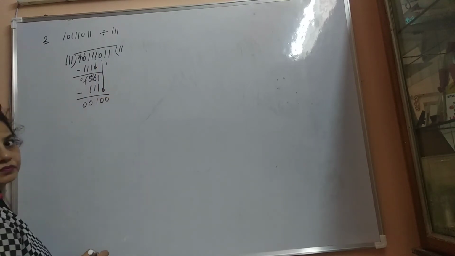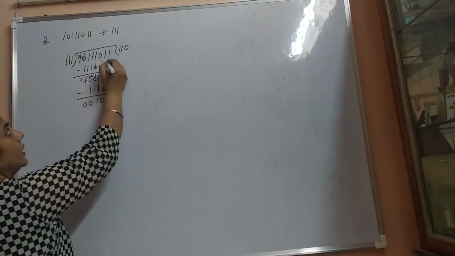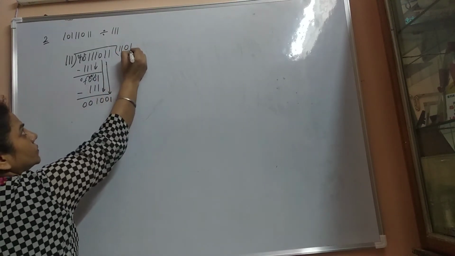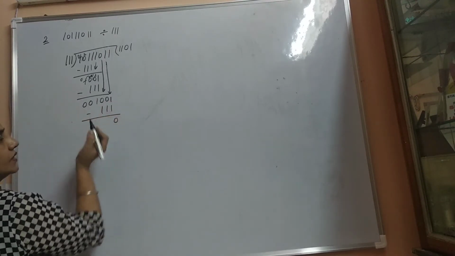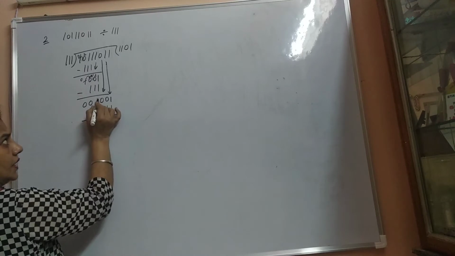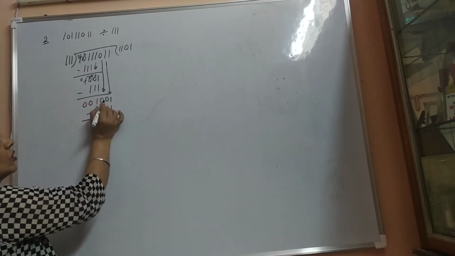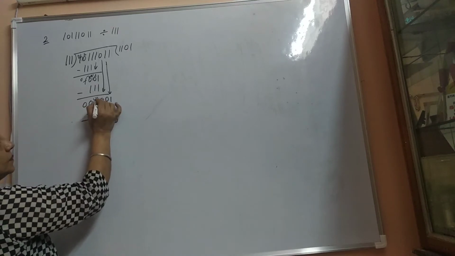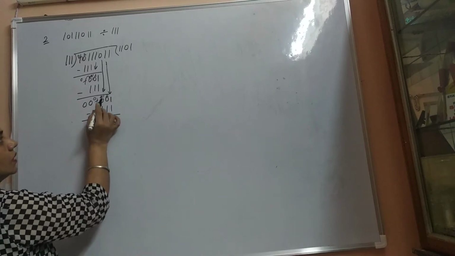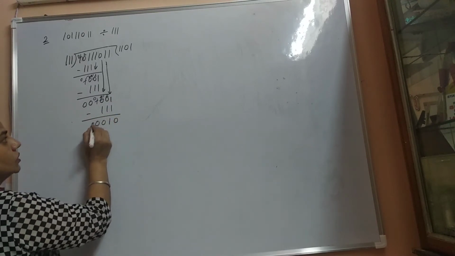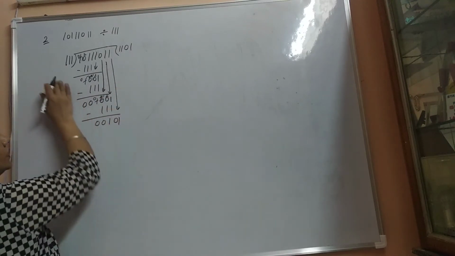I take 0 down. Since 100 is less than this, I put 0. I take 1 down. It goes with 1, 1, 1, 1. Subtract: 1 minus 1 is 0. 0 minus 1, again I have to borrow 1 from the next left column. This becomes 0, this becomes 2, 1, 2. 2 minus 1 is 1. 1 minus 1 is 0, 0. Then take 1 down. Again, this is smaller than the given number.